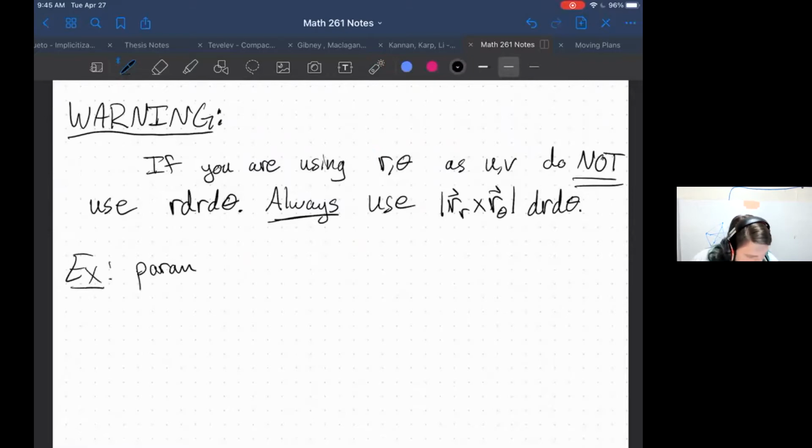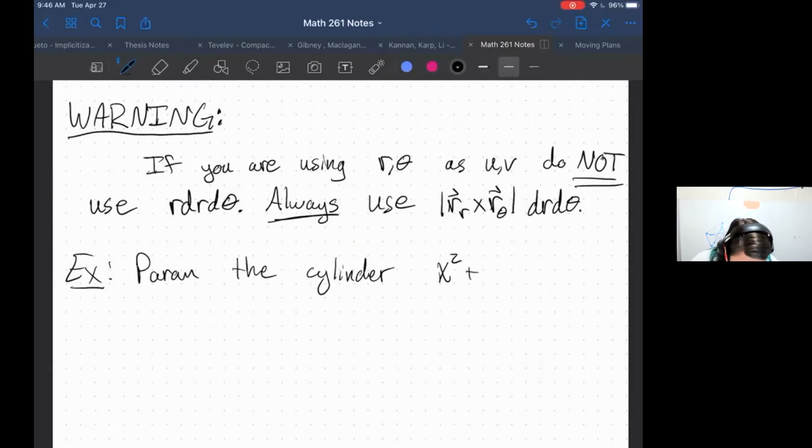And I think we're going to continue this example into tomorrow. Maybe not. Maybe we'll just do another parameterization example. This will continue on until tomorrow.